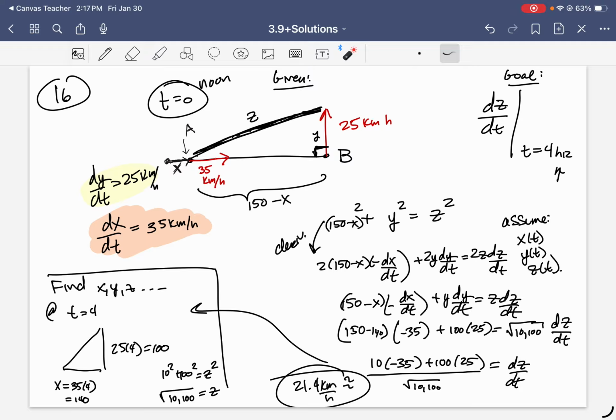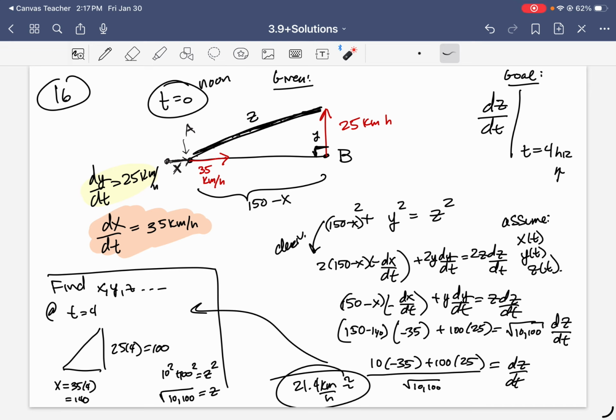So at noon, ship A was going east at 35 kilometers per hour. It started 150 kilometers away. Ship B is going 25 kilometers an hour, but it's going straight north. Let's know how fast is the distance between them changing at 4 o'clock. Well, if we started at time equals 0 of noon, time equals 4 hours is 4 p.m.